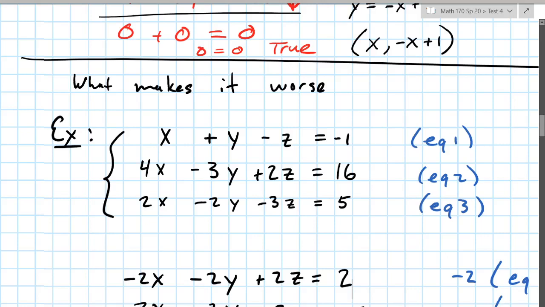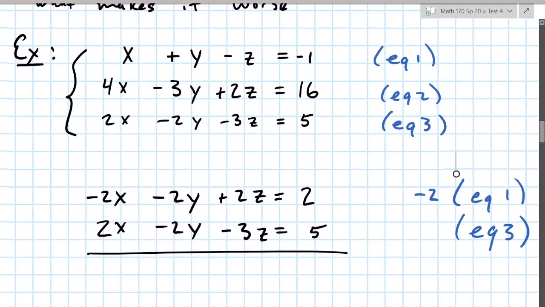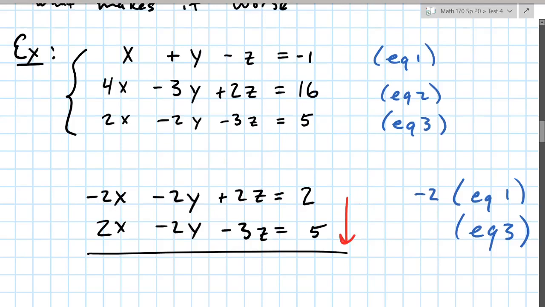But in order for the coefficients to match up, I need -2 times the first equation. So here's -2 times the first equation, and then copied down the third equation. If I combine these, I end up with 0 x's. That was the whole point of doing what we're doing. Get rid of the x's. Minus 4y minus z is equal to 7. So that's our first new equation.